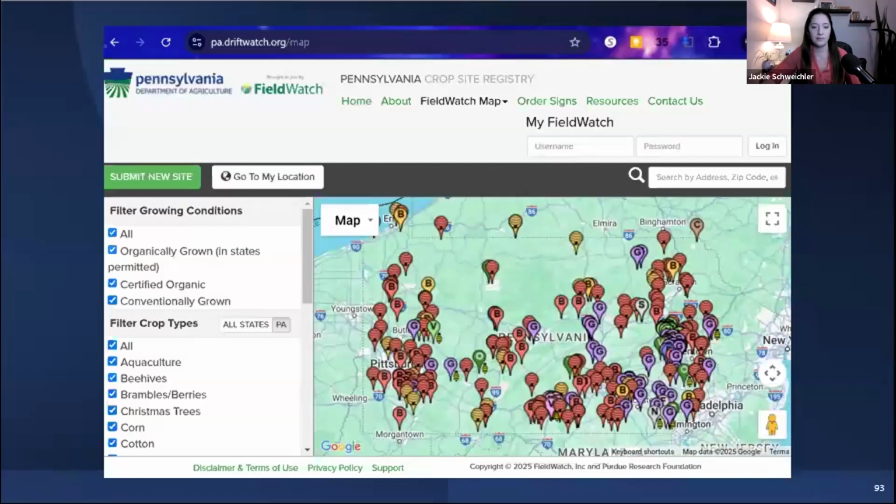This is a screenshot of the website. This is the Field Watch view. You can really zoom in and out of this. You can zoom into your own location and get a better idea of where the sensitive areas are located. It's a pretty easy site to navigate. I was able to figure it out quickly, so you know it's not complicated. It only takes a few minutes to double check.